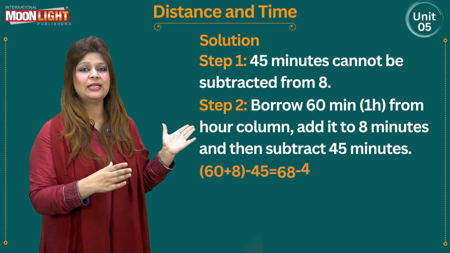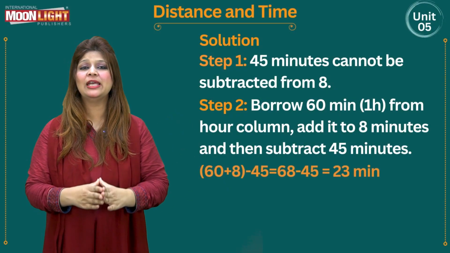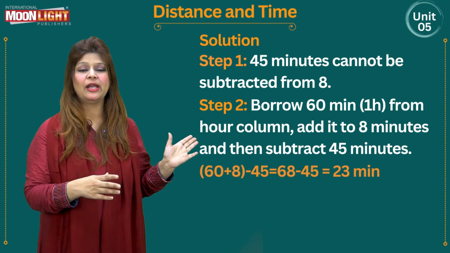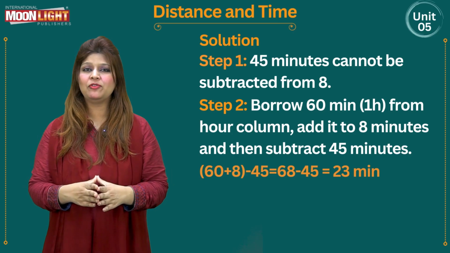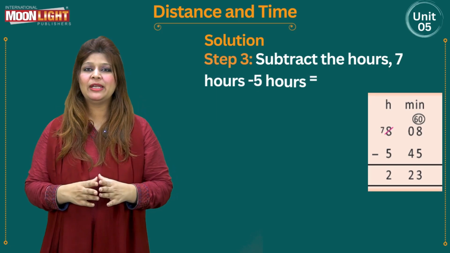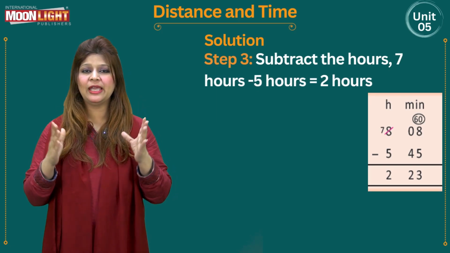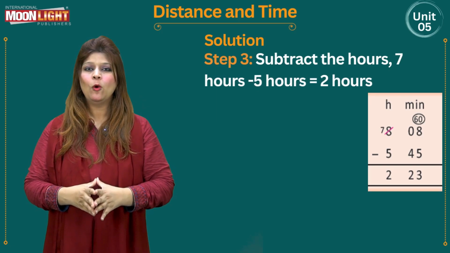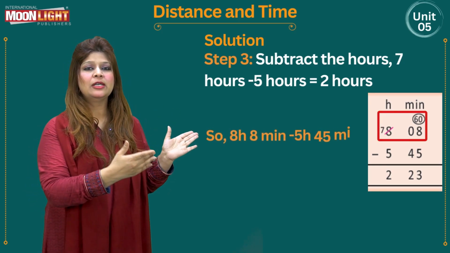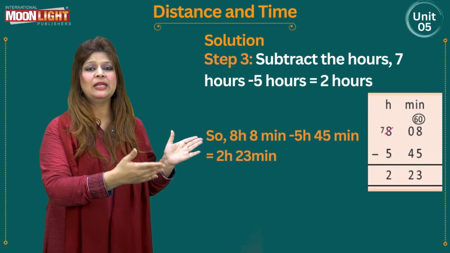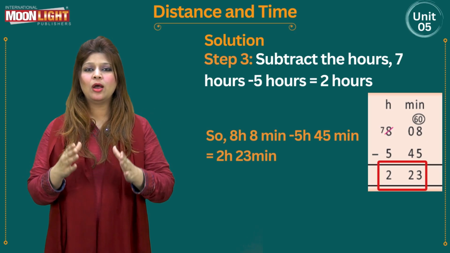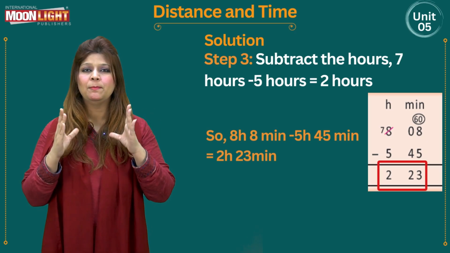So 60 plus 8 is 68, minus 45 is 23. So I have finally 23 over here. Now because I have taken one borrow from the number 8, I write the number 7. Now 7 minus 5 is 2, which is simple and easy. That is the third step. So right now I have my final answer: 8 hours 8 minutes minus 5 hours 45 minutes is equal to 2 hours 23 minutes.